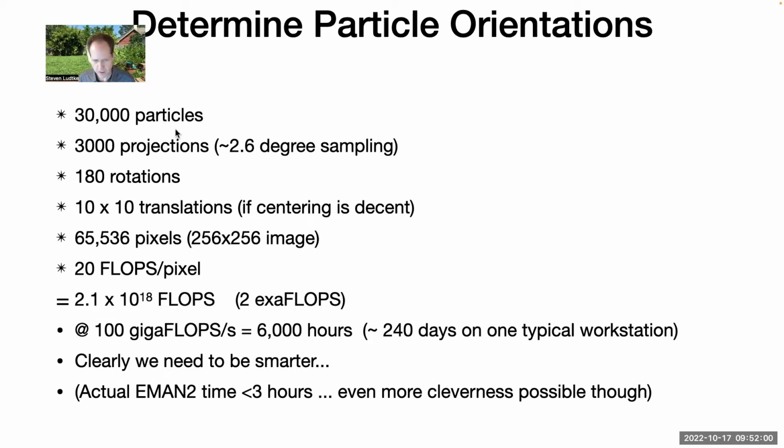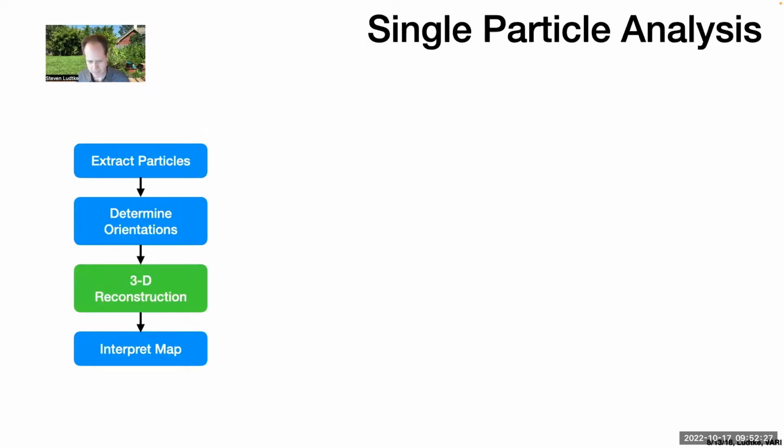So clearly, the way we're accomplishing this orientation determination is not by exhaustively searching every possible orientation, every possible particle. We're being a lot smarter about it than that. Yeah, and just a note. So on EMAN2, the time for this is about 3 hours. So that's a big factor. 240 days down to 3 hours. So obviously there's a lot of this stuff that can be skipped or optimized.